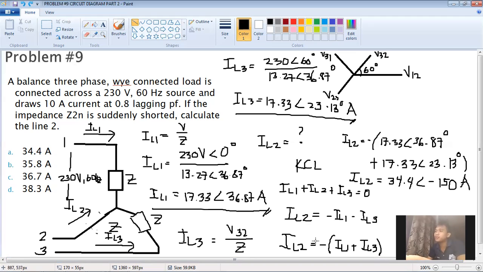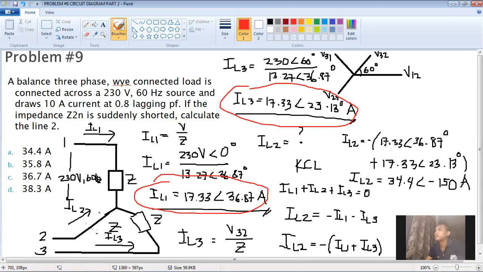Common factor of negative, so IL2, or the current in line 2, is equal to negative times IL1 plus IL3. So substitute the values for IL1 and also the value for IL3. So this is our IL1 here, and IL3 here. Substitute the values: negative parenthesis of 17.33 angle of 36.87 degrees plus 17.33 angle 23.13 degrees.